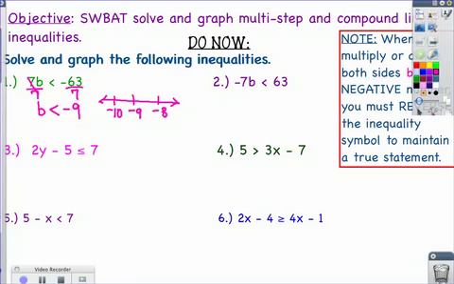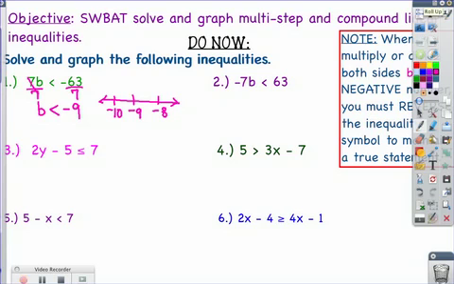In this case, because it's less than and not equal to negative 9, we need to draw an open circle on negative 9, and the solutions of this inequality are less than negative 9. So I shade all the possible solutions.